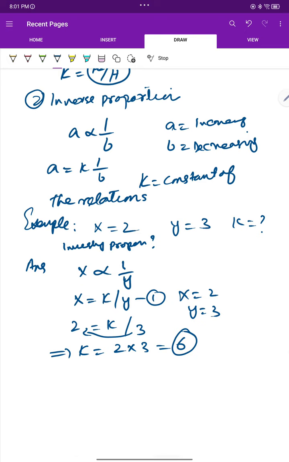So this is mathematics. Today I have covered ratio in the first video. The second I covered proportion, and the third one I covered variation. Variation is of two types: directly proportional and inversely proportional.